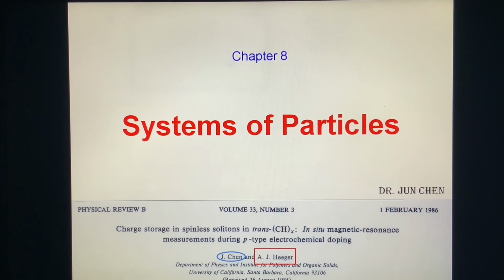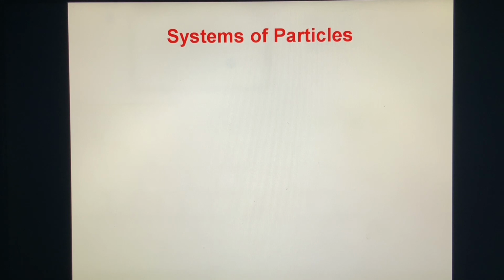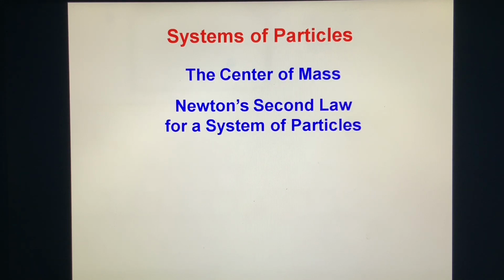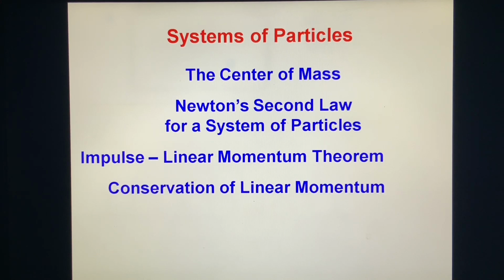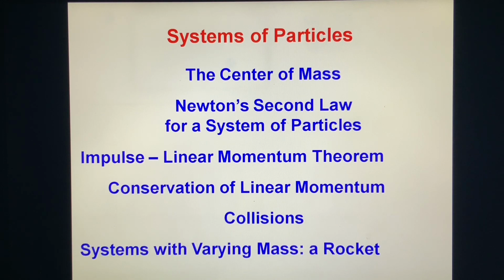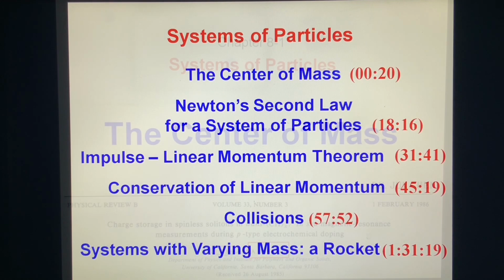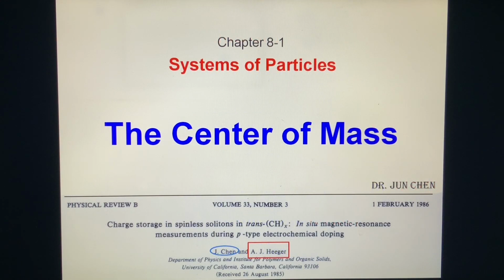Chapter 8, Systems of Particles. Systems of particles covers the center of mass, Newton's second law for a system of particles, impulse linear momentum theorem, conservation of linear momentum, collisions, system with varying mass, a rocket. You can find them in a timeline. The center of mass.